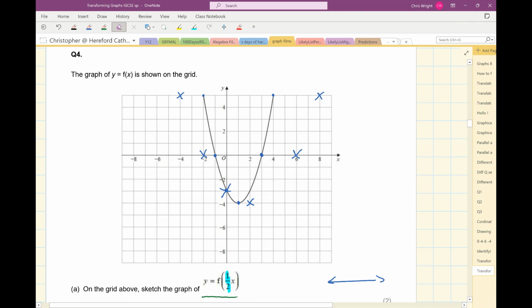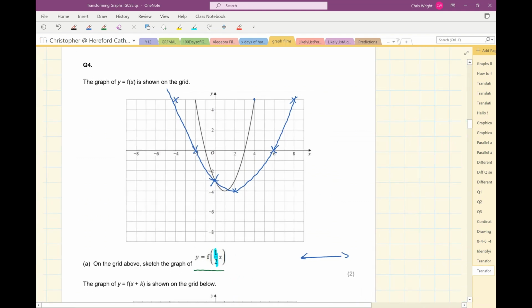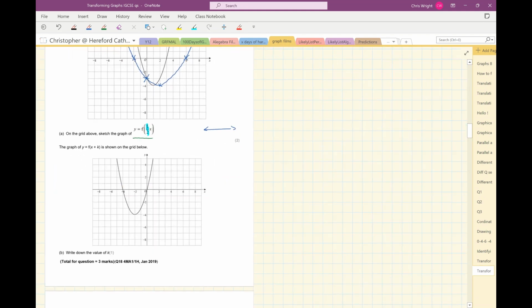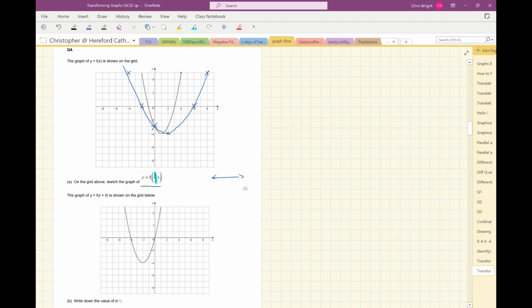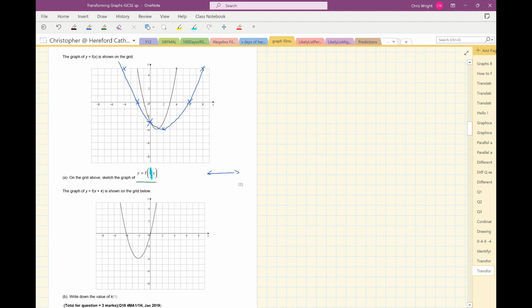So now I can simply join up my crosses to give me my new curve. Here it is. Okay, let's look at the next part of the question. The graph of y equals f of x plus k is shown on the grid below. Write down the value of k.